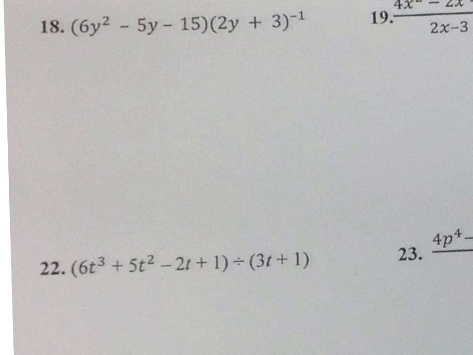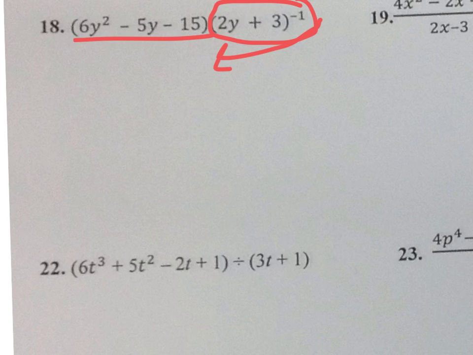So let's jump to number 18. First thing we need to remember is that when you have a negative exponent, you need to grab that whole thing and move it to the other side. So this whole term right here, I'm going to move it underneath, and it's really going to be 6y squared minus 5y minus 15 divided by 2y plus 3. So this problem that originally looked like a multiplication problem became a division problem.